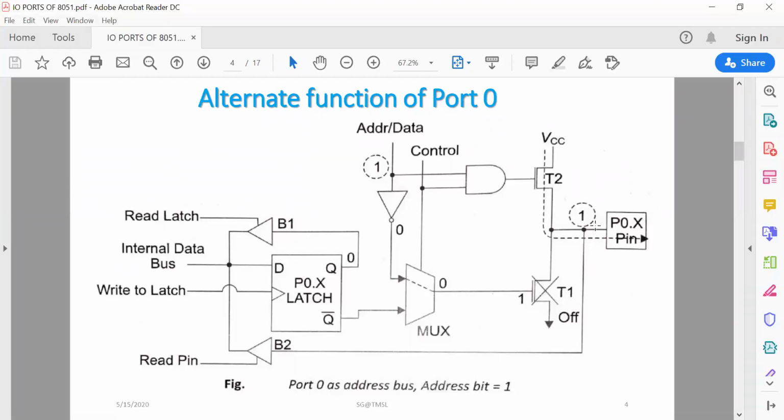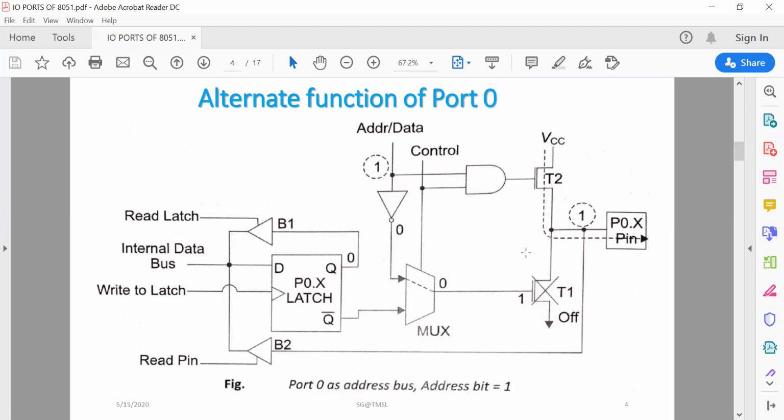So the pin can be read in this way, after giving this signal to this buffer, which is directly connected to the internal data bus. And if you want to access the latch output, Q, to read the latch output, then it is to be connected with this buffer, and using the read latch enable pin, this is connected to the internal bus. Using that internal bus, the output of this latch can be read by the controller. Okay, so that is the function of port 0.